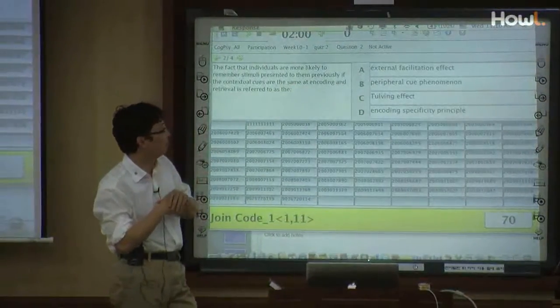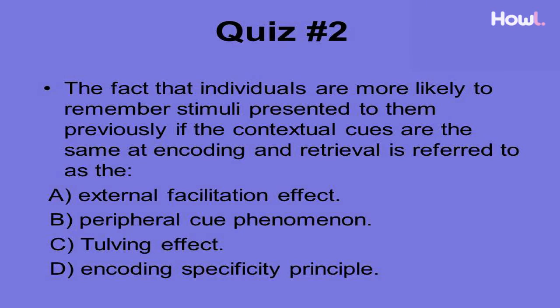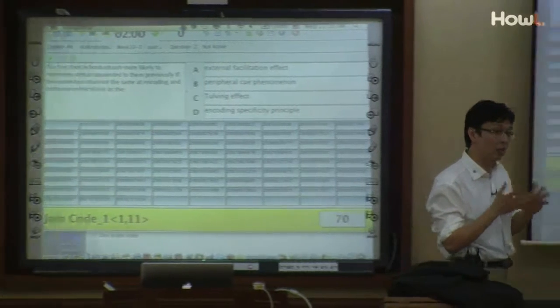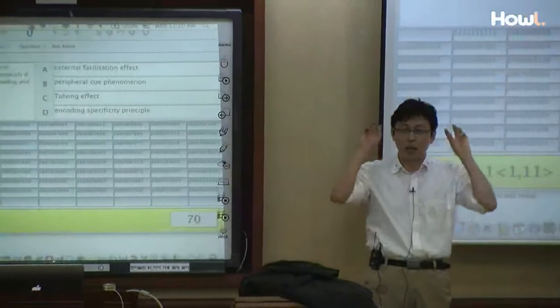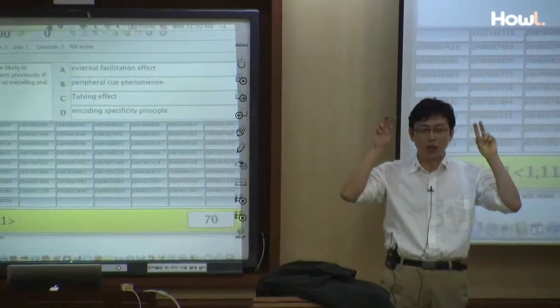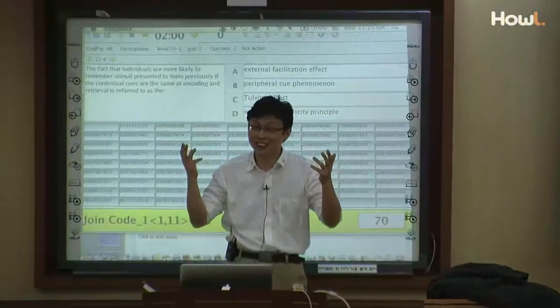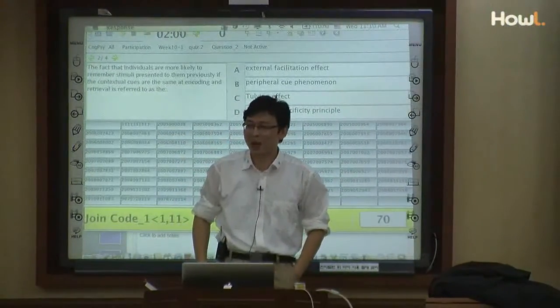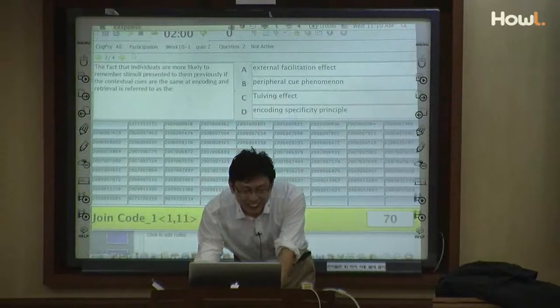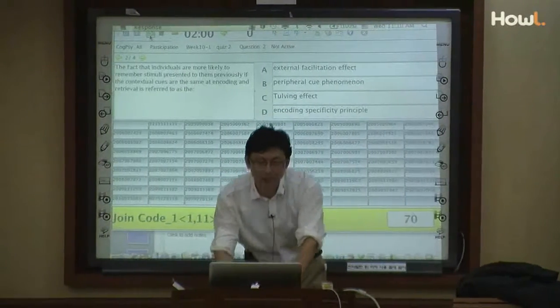So what is this for? The first one, external facilitation effect. The second one is peripheral cue phenomena. Or this is the Tulving effect. Or the encoding specificity principle. Some of the words I have changed, but you have to keep in mind what the keyword in this question is. So I will give 2 minutes, so take your time.